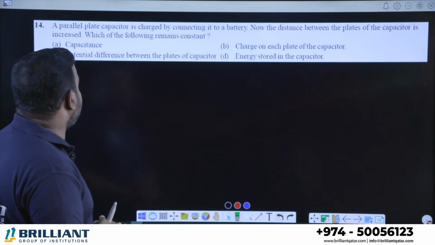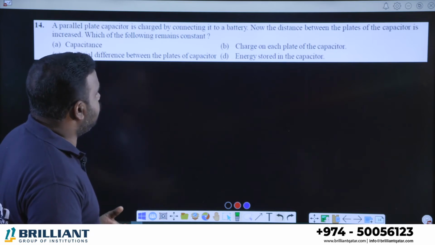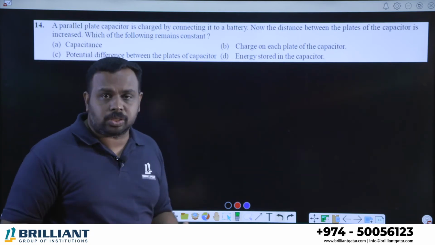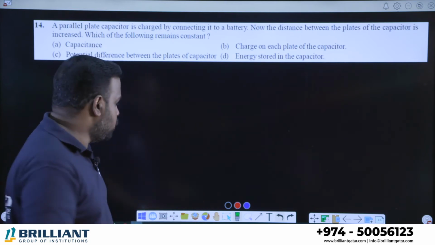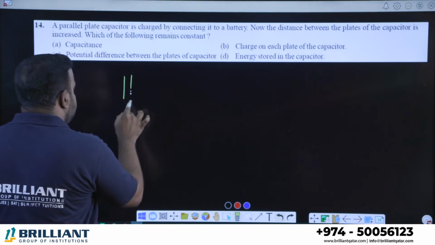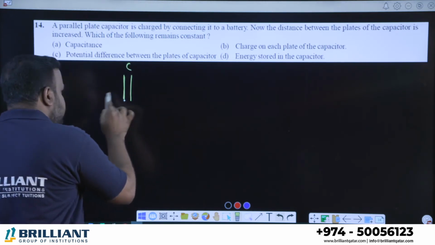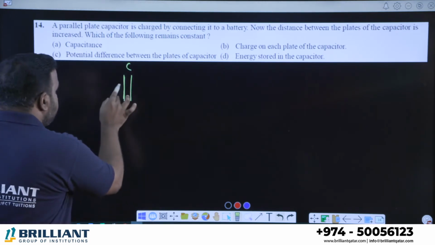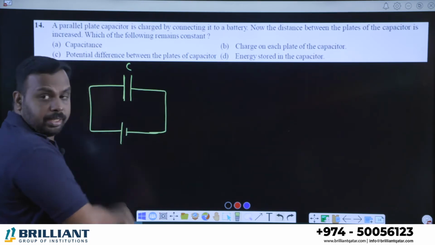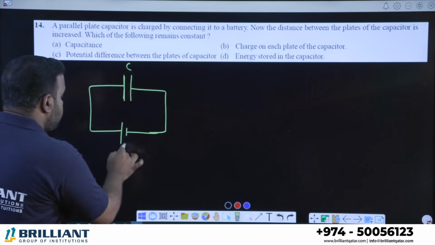Question number 14. A parallel plate capacitor is charged by connecting it to a battery. Now the distance between the plates of the capacitor is increased. Which of the following remain constant? Okay, again a tricky question. Look at this. There is a capacitor. You can take its capacitance as C. It is connected to a battery. That means we are offering a potential here, right? And you can assume that potential is V.